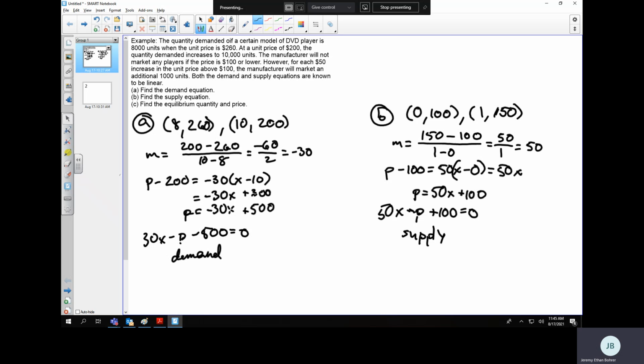Now we want to find the equilibrium quantity and price, and for those we are going to use this equation and this equation. Not that equation, wrong equation, this one. So we'll look at this on the next page.